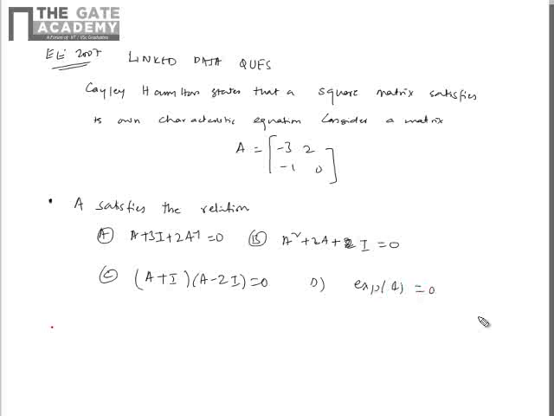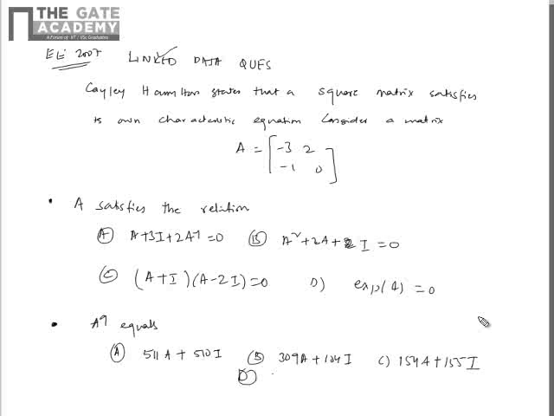So this was the first question, because it's a linked data question. The second part is A power 9 equals, as I told you while I was teaching Cayley-Hamilton, that higher powers are easily calculated by the Cayley-Hamilton theorem. So let's do this problem. Option B is 309A plus 104I. Option C is 154A plus 155I, and option D is exponential of 9A.